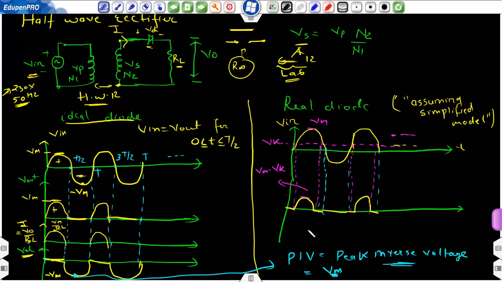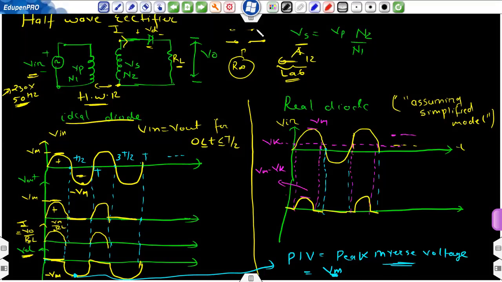Sir, in this graph you showed a straight line and then downward, so what is this for? This is the voltage drop across this diode. When the positive cycle appears, this diode will be a short circuit. This is the ideal diode. So the voltage drop across a short circuit is 0. So the voltage VD will be 0.